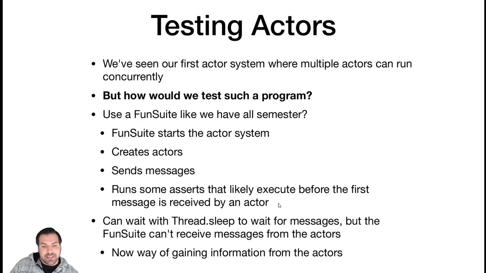Those assert statements are likely to execute before the first message is even processed, though. This is our issue: we're telling all these actors to run concurrently alongside our main method. So when we get to our asserts, there's no guarantee that those actors have done the things that we want them to do before that assert is hit, or any asserts that we're testing.